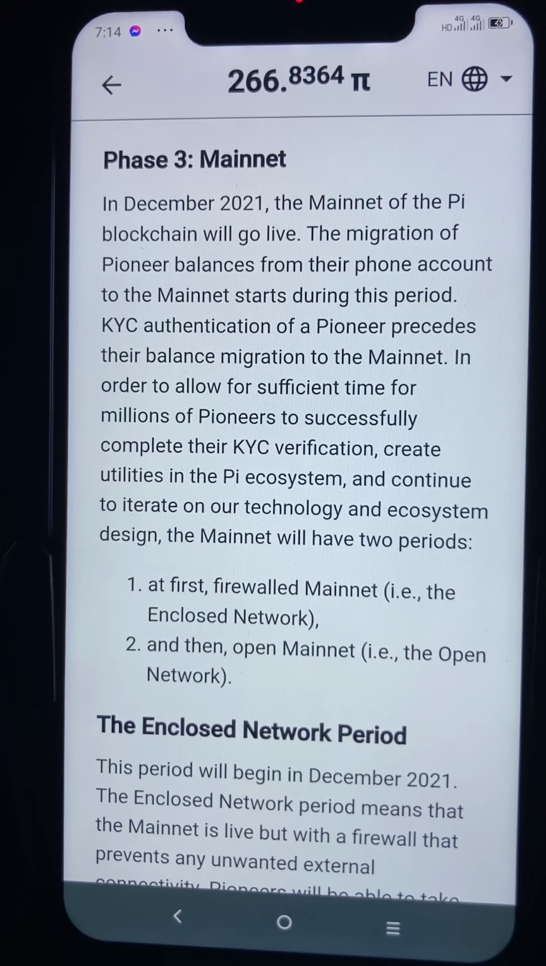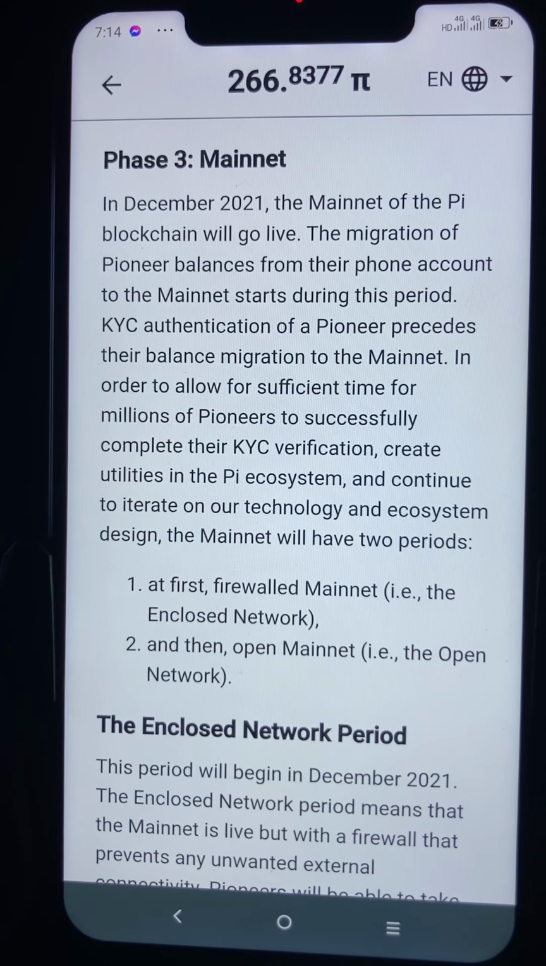Alright, in order to allow for sufficient time for millions of pioneers to successfully complete their KYC verification, create utilities in the Pi ecosystem, and continue to iterate on our technology and ecosystem design, the mainnet will have 2 periods. So, sinabi yan. Ayan. Naklaro na there are 2 periods. Merong una, which is first is firewalled mainnet. Okay. Firewalled na siya. Firewalled mainnet or enclosed network.